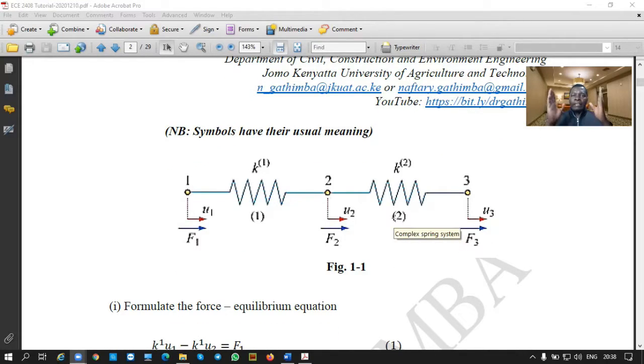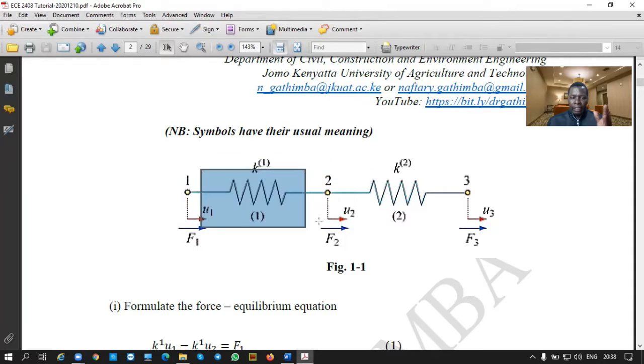If our system is made of one element, and the boundary condition is fixed at one end, and we pull on the other end, it means the local stiffness matrix is the same as the global stiffness matrix. And in that case, you go ahead and apply the boundary condition.